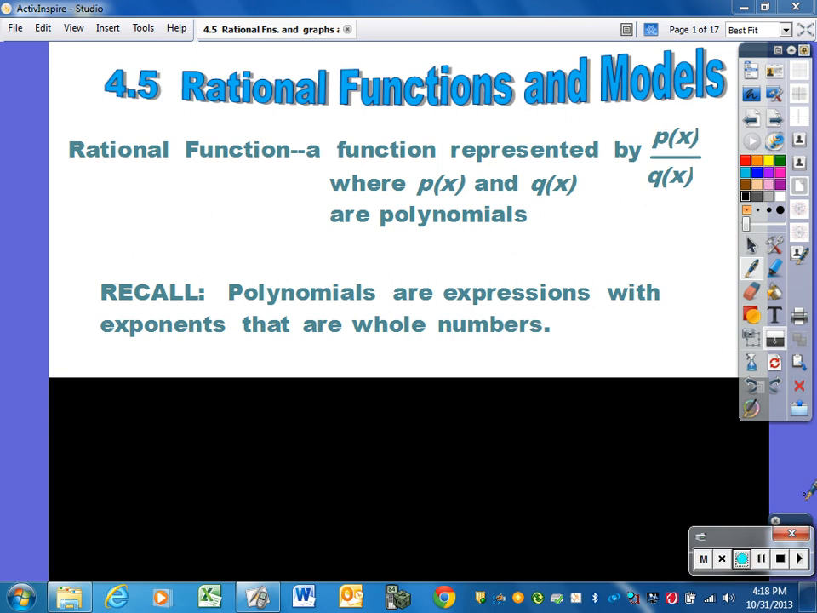Today we're going to be talking about rational functions and their models. So we will be graphing. So if you need to get some graph paper, make sure you do so.